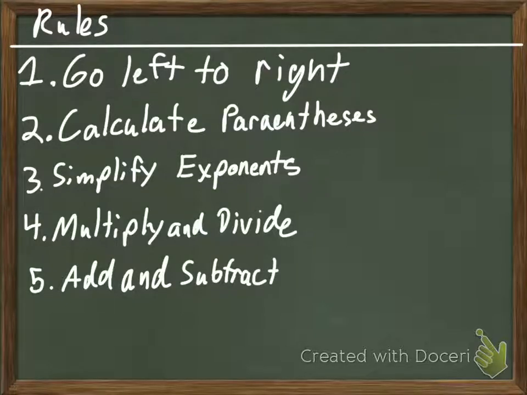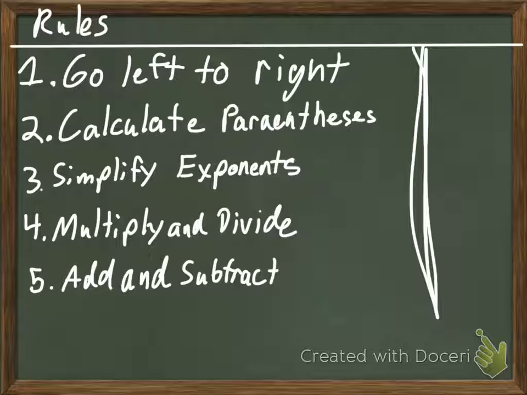Next, you simplify exponents. Fourth, you multiply and divide. And when you multiply and divide, you just go left to right and you hit whatever you come to first. So if the first thing you come to is division, you do division. If the first thing you come to is multiplication, you multiply. And the same thing with add and subtract. And addition and subtraction is always the last thing that you're going to do. Now, this is very important that you follow these rules. If you don't follow these rules when you're simplifying, whenever you're solving your equations and anything like that, you're going to get the wrong answer.